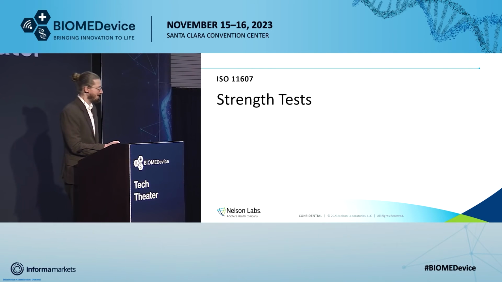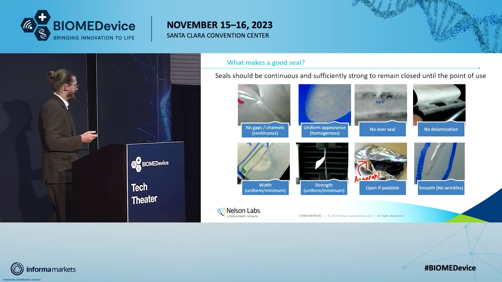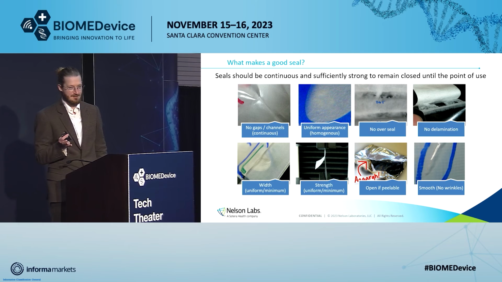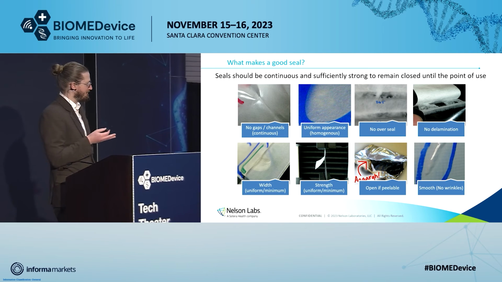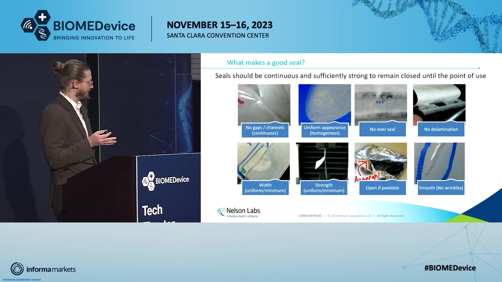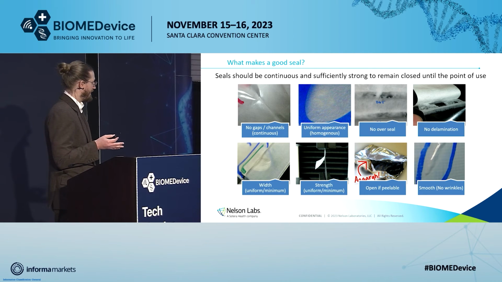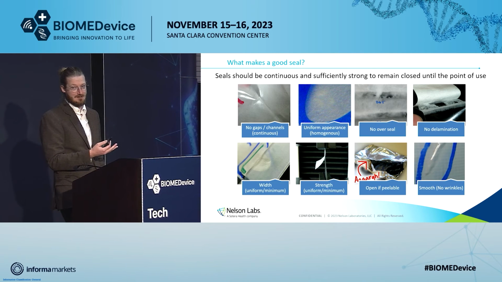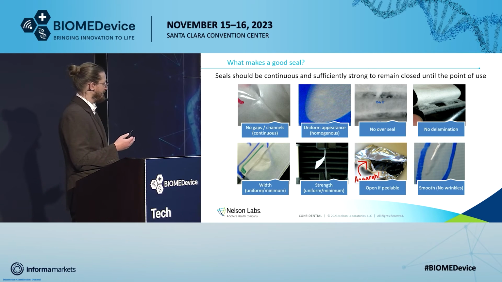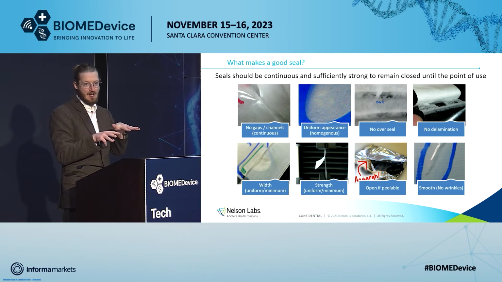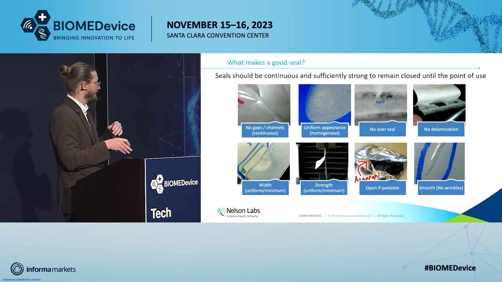All right, let's move into strength tests. So strength tests are really looking at your seal to see how good of a seal it actually is. I've got a big list of some defects that are seen in seals that you should keep an eye out for. If there's a gap or a channel in there, it's a channel that a microbe can pass through, right? If it's non-uniform, if it's not sealed together well, you may have pockets where it also isn't sealed.